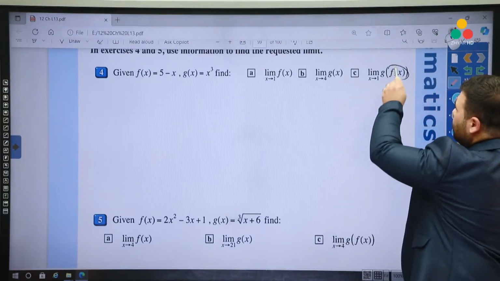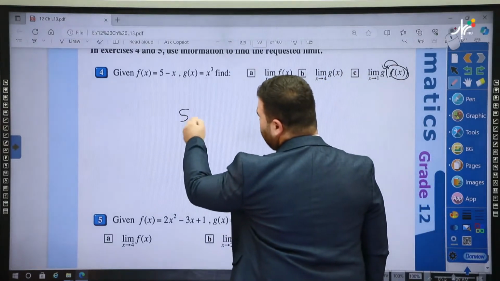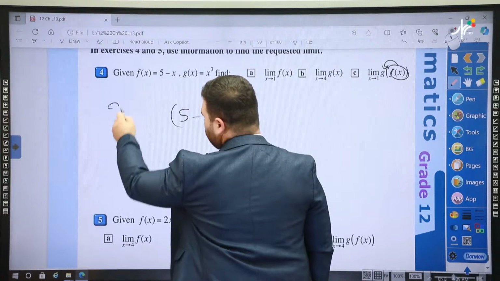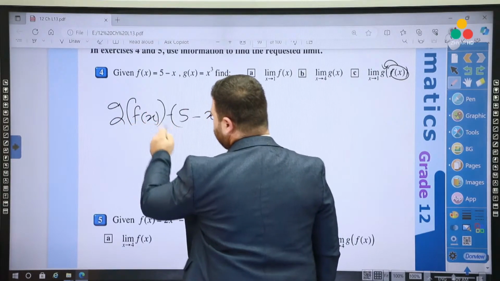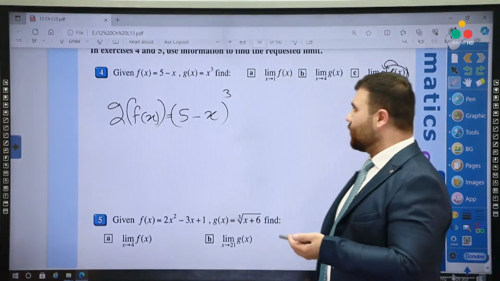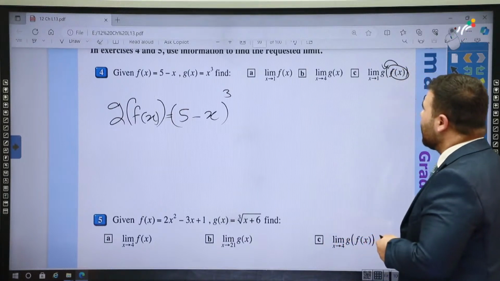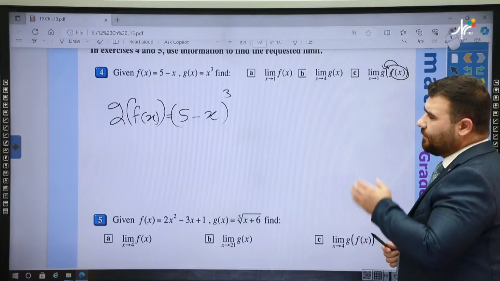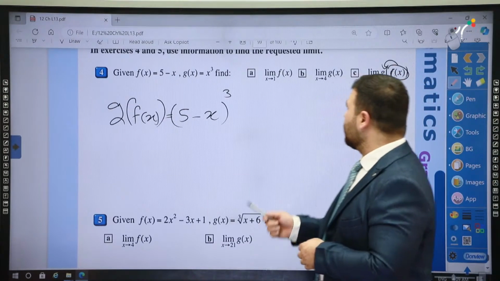We need to put f in g. Put f in g, it will be 5 minus x, all power 3. What is this? This is g of f(x). G of f(x) is (5 minus x) cubed. Then if we want to find x approaching 1, replace this x by 1. It will be 5 minus 1, which is 4. 4 power 3. Then it will be the same as this.